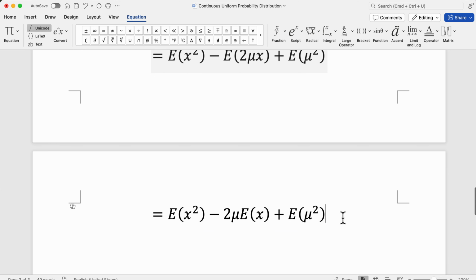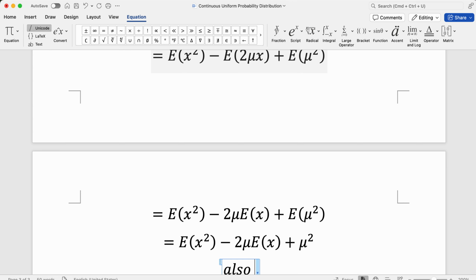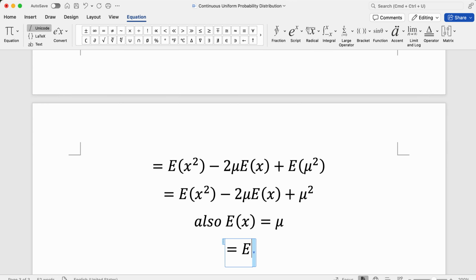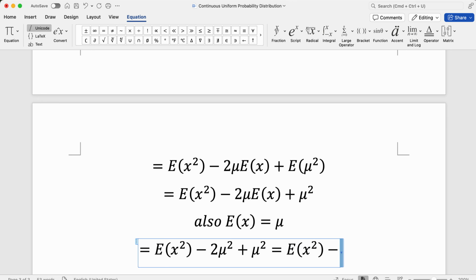Okay, so that just comes with linearity properties. Because it's a constant, I can just end up with e of x squared minus 2 mu e of x plus mu squared. Also, e of x simply equals mu itself, so I get e of x squared minus 2 mu squared plus mu squared. So this becomes e of x squared minus mu squared.